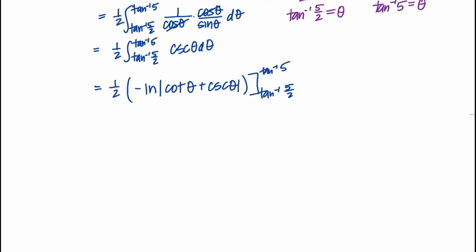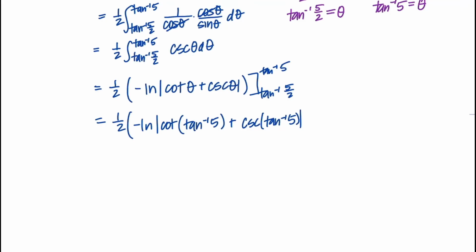So we're going to have some really ugly answers. We are going to just go ahead and substitute in those quantities. So natural log of cotangent of tangent inverse of 5 plus cosecant of tangent inverse of 5, and then minus a negative, so plus natural log of cotangent of tangent inverse of 5 over 2 plus cosecant of tangent inverse of 5 over 2.